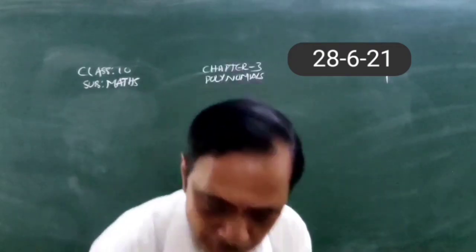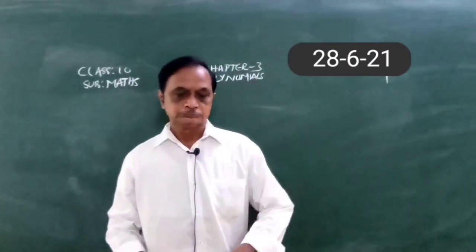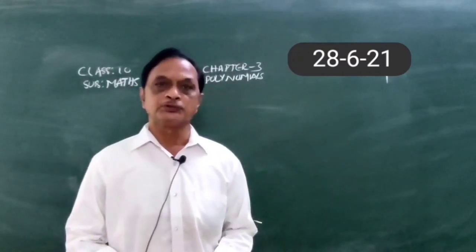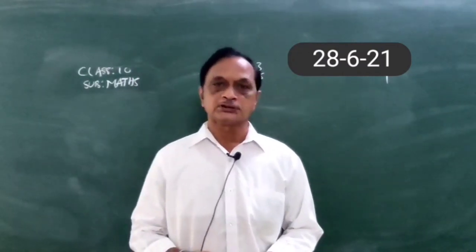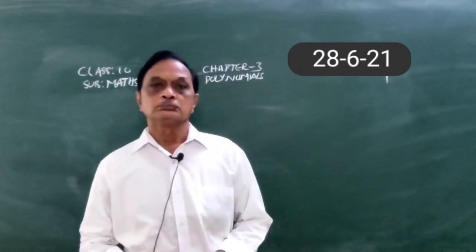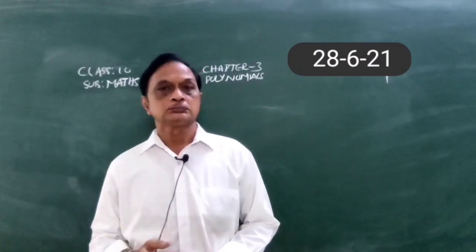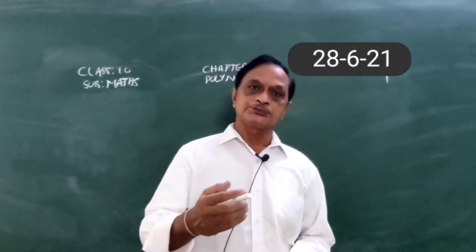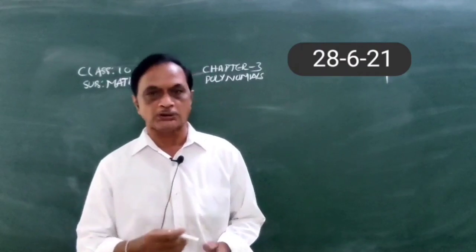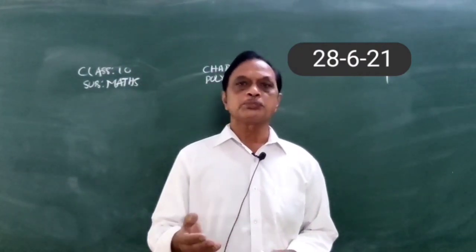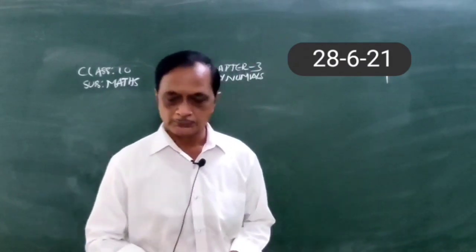Good morning, students. Today, so far we have verified the relationship between the zeros and the coefficients of a quadratic polynomial. So we verified that the sum of the zeros is equal to minus of coefficient of x by coefficient of x square, and the product of the zeros is equal to constant by coefficient of x square.